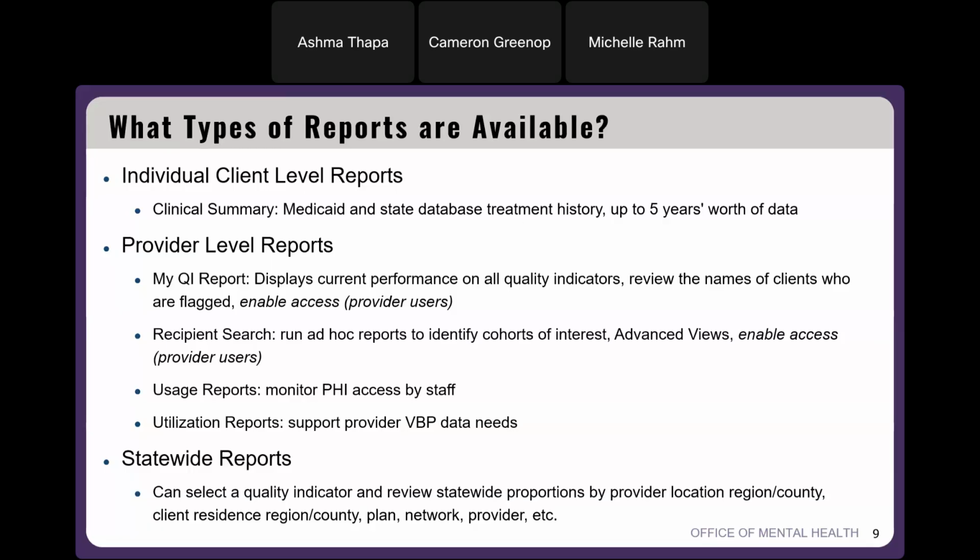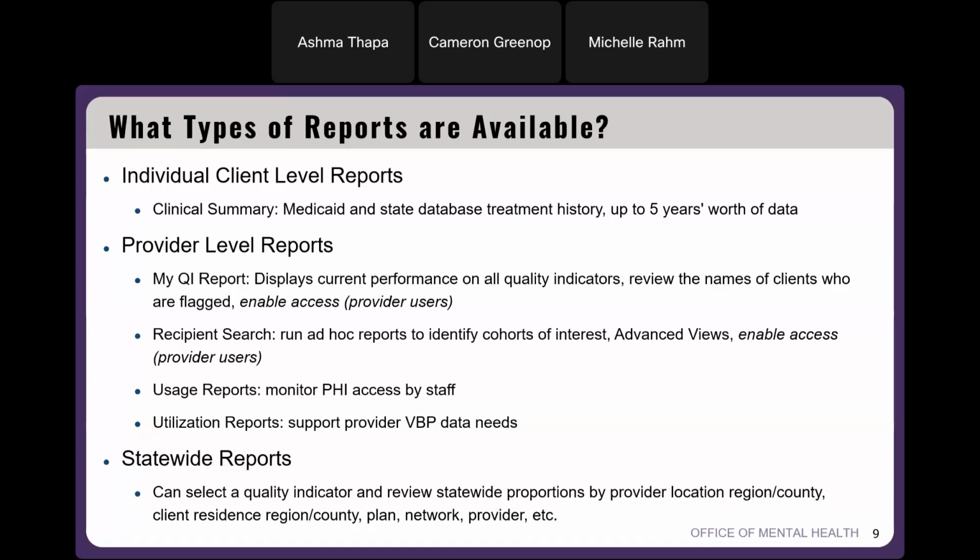Next, we have our usage reports. So usage reports are helpful as they are used to monitor PHI access by staff. So you can go into usage reports and see who is viewing clinical summaries for specific recipients. You can also see who is enabling access and by which type.